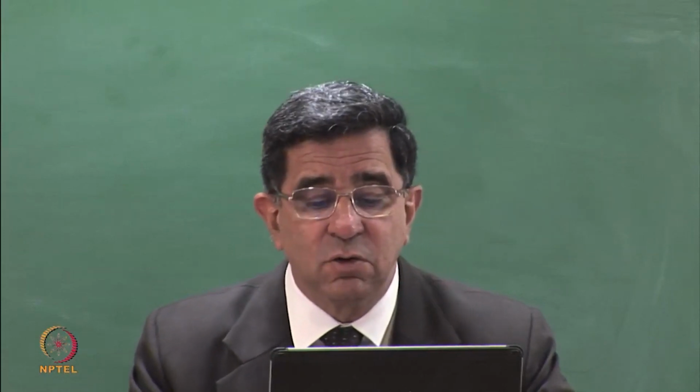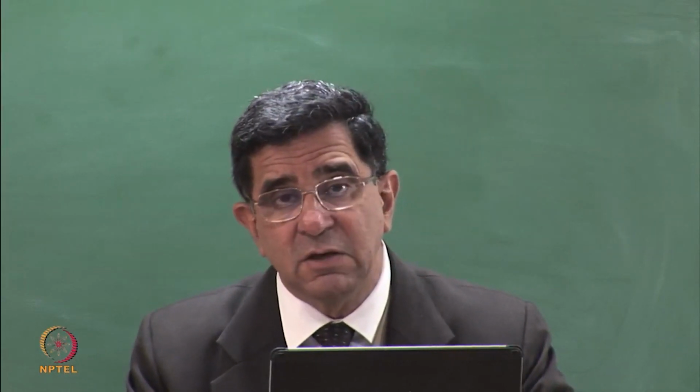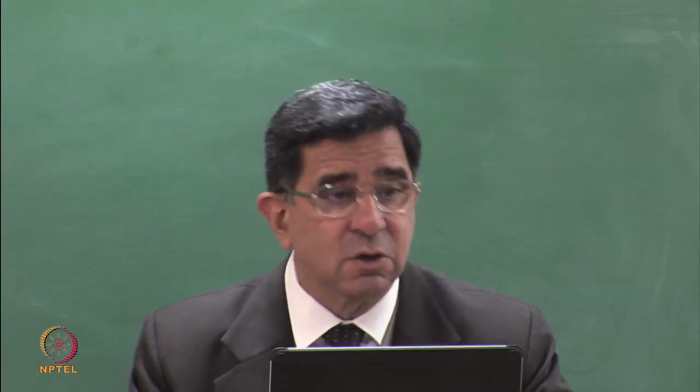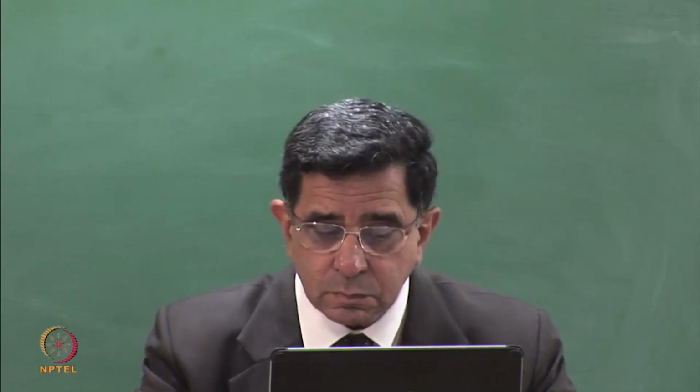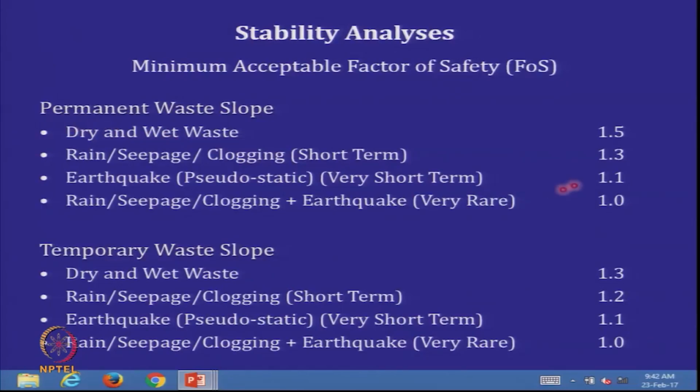And I know everybody wants to make steeper slopes so that you can store more waste. So you do the stability analysis and see what are the actual slopes which emerge, because each site will have a different soil and different climatic conditions, how much rainfall will fall, how much earthquake will be encountered. And we also looked at the fact that if we have a permanent slope, then what kind of acceptable factors of safety do we look for? And if we have a temporary slope, what kind of acceptable factors of safety do we look for?